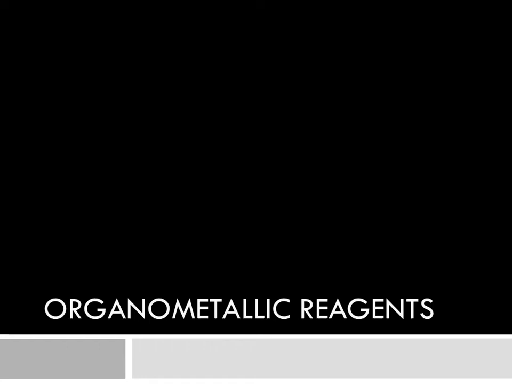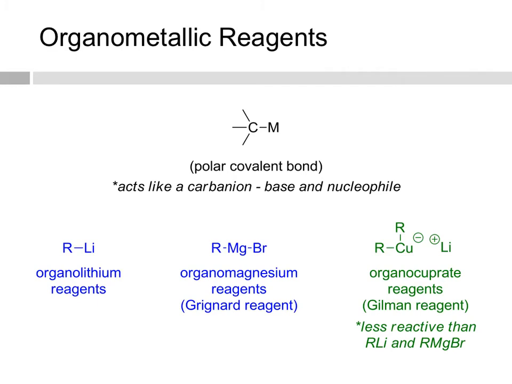This is an introduction to organometallic reagents. Organometallic reagents consist of a carbon and metal bond, and in this case, the electrons are being pulled towards the carbon, and so the carbon acts like a carbanion, and it can be a base or a nucleophile.